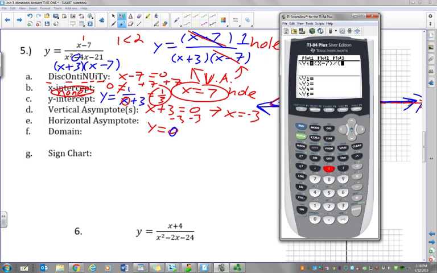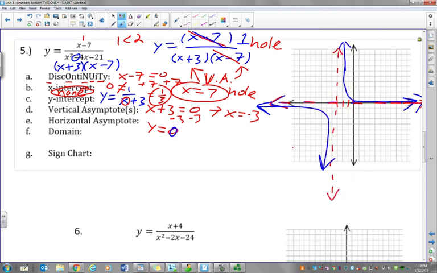Otherwise we wouldn't see our hole there. Oh, we forgot to graph our hole. Where's our hole at? So we go 1, 2, 3, 4, 5, 6, 7. And so we're going to put a hole right there. It's kind of hard to see it because that graph is so close to the x-axis, but there should be a hole right there. Cool.